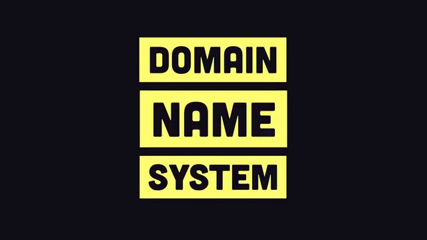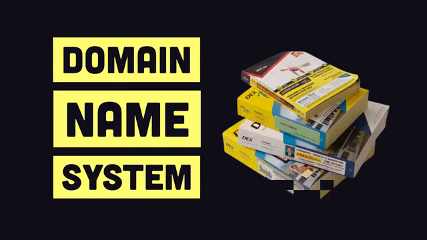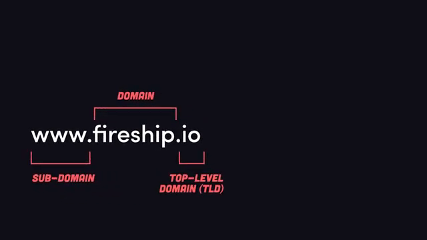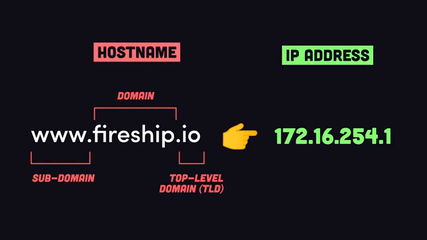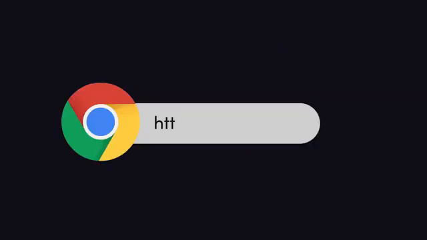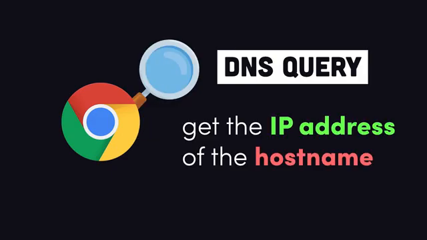The domain name system, or DNS, is like the phone book of the internet. It maps human-readable URLs or host names like www.fireship.io to the IP address of the server that hosts that site. When you type a URL into the browser, it makes a DNS query to figure out which unique IP address is associated with that host name.